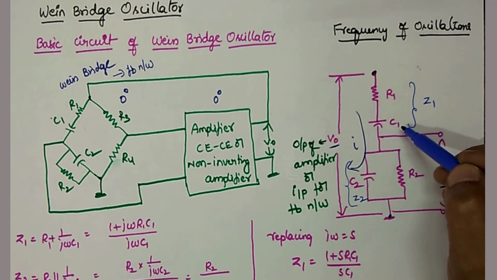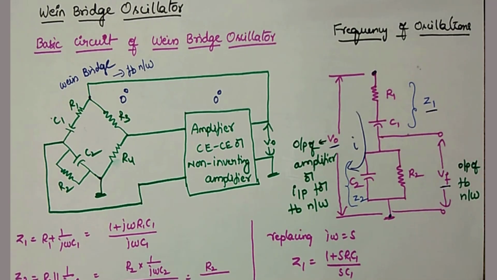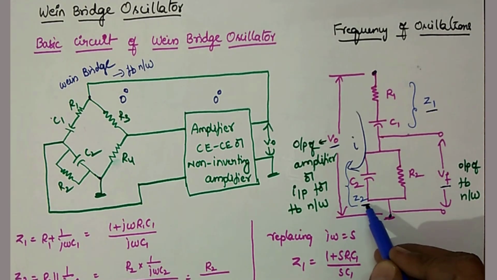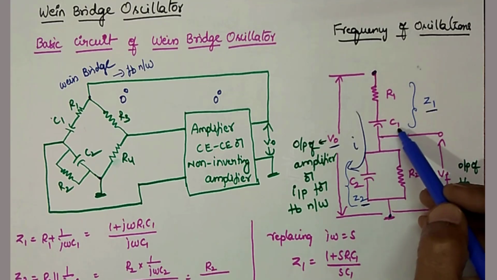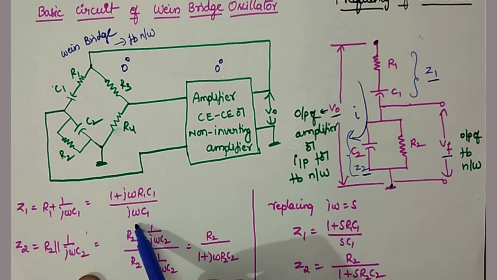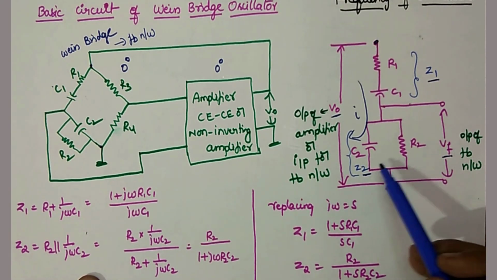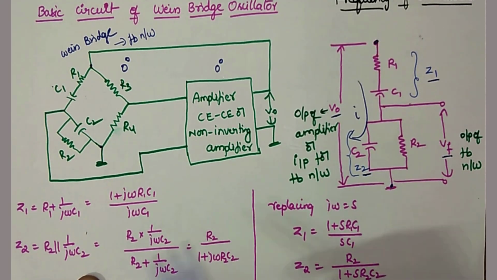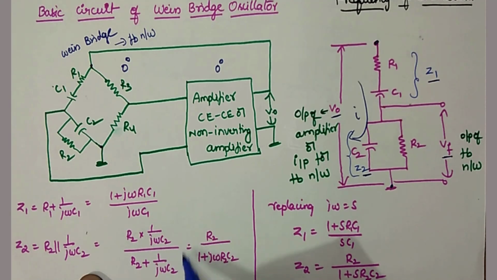Take the series combination R1 C1 as the impedance Z1 and this parallel combination impedance as Z2. What is Z1? R1 plus 1 by j omega C1. That is equal to, taking the LCM, (1 plus j omega R1 C1) by j omega C1. Then what is Z2? The parallel combination of R2 and C2, R2 in parallel with 1 by j omega C2. Then it gives R2 by (1 plus j omega R2 C2). Now replace j omega with S. Then Z1 becomes (1 plus S R1 C1) by S C1. Z2 becomes R2 by (1 plus S R2 C2).